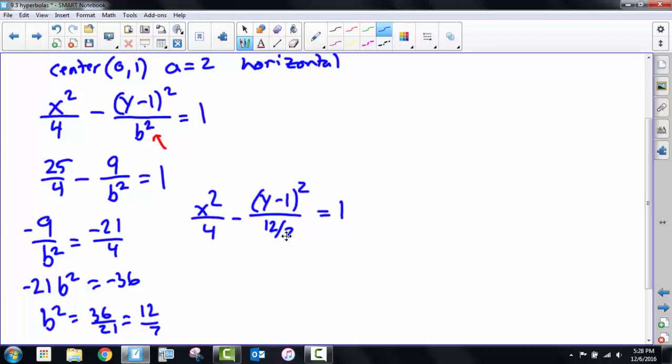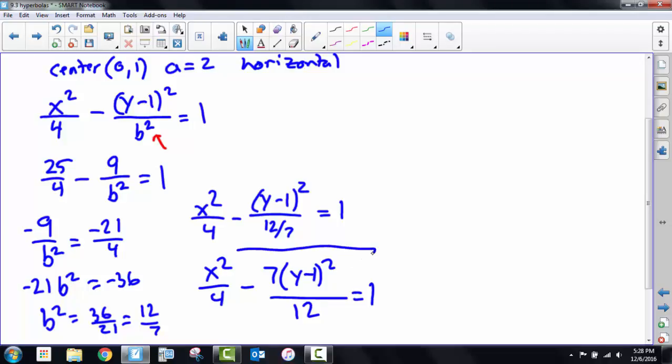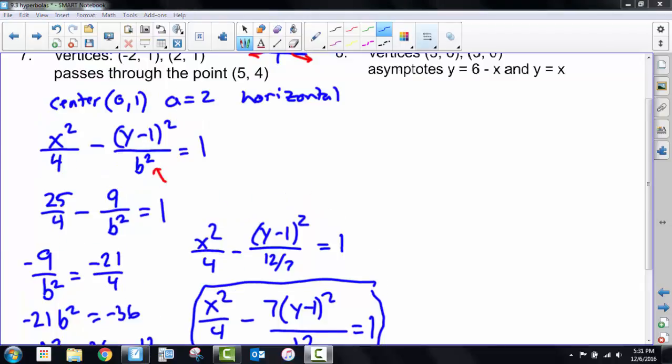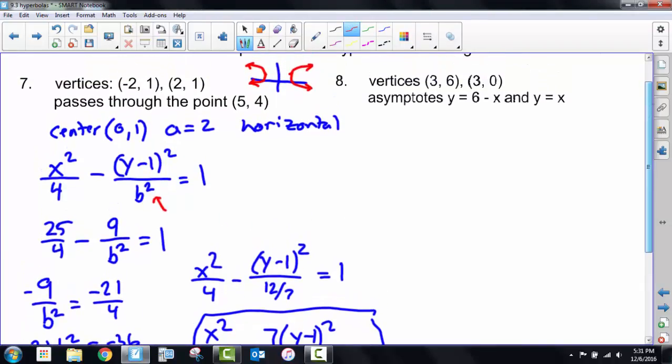And so what we can do, we know when you have division by something like 12 sevenths, that's the same as multiplying by 7 twelfths. So I'm going to rewrite this as x squared over 4 minus 7 times y minus 1 quantity squared over 12 equals 1. This is exactly the same as dividing by 12 sevenths. I know that seems a little strange to do that step, but you can handle it, and some teachers are pickier than others on that.